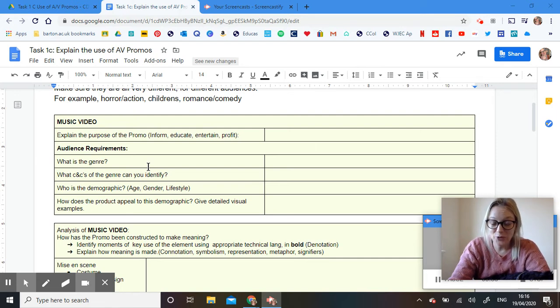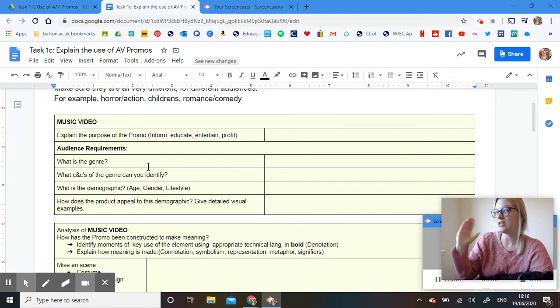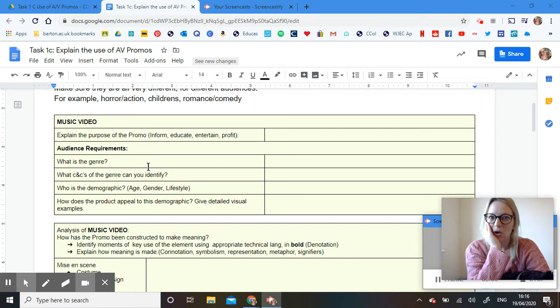Do you remember this from Unit 1? Codes and conventions. Each genre has its own set of rules. So the next bit here is asking you, what are the rules of the genre and where do you see them in this particular product?